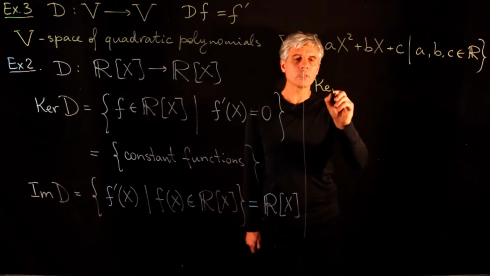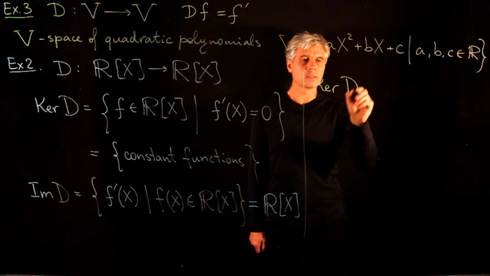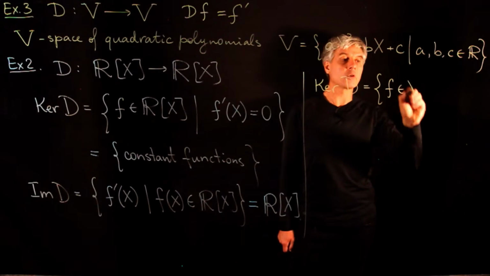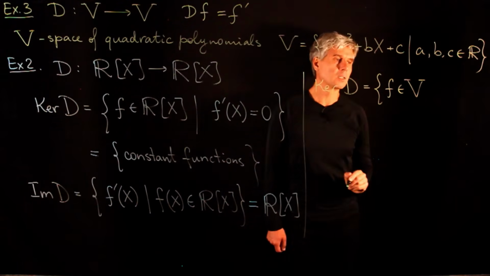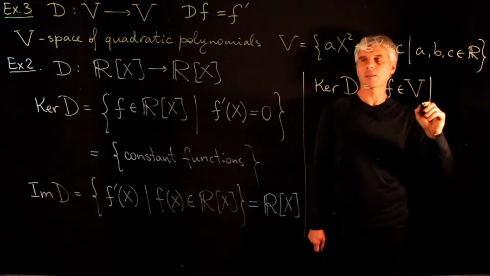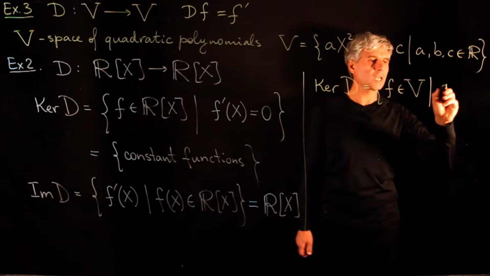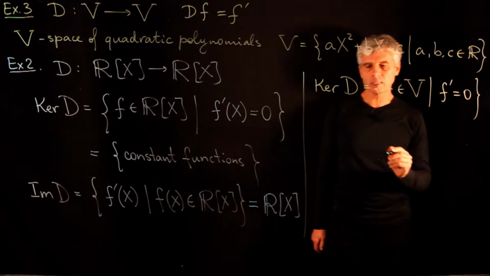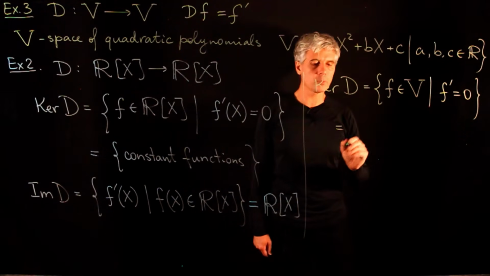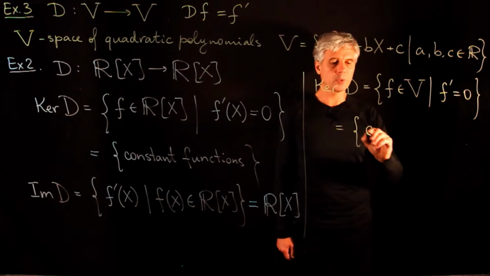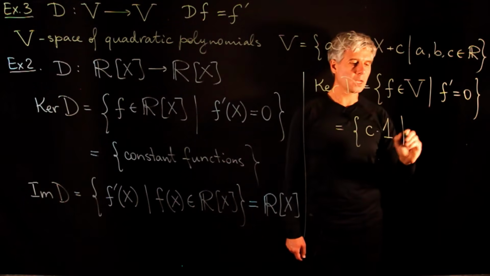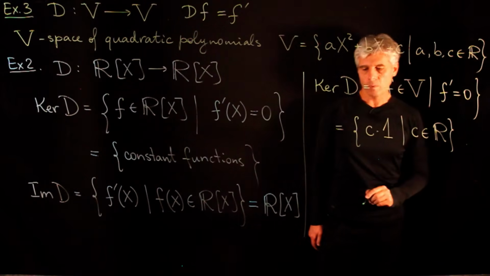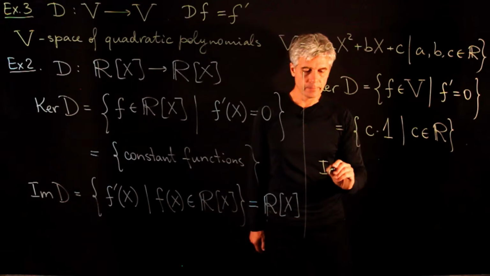So the kernel of D now is the set of polynomials in the space V such that D of f, which is f prime, is equal to 0. And we can see that still the answer is the set of constant polynomials. So this is the set of polynomials c times 1, where c runs over real numbers. Now, what about the image of D?